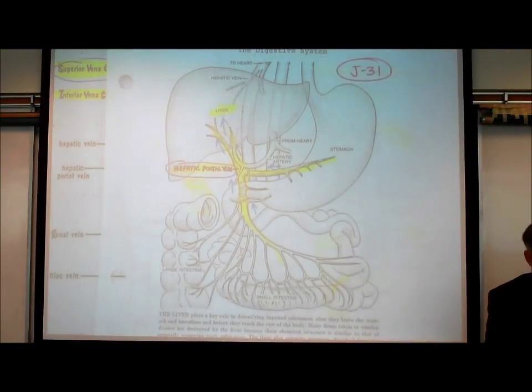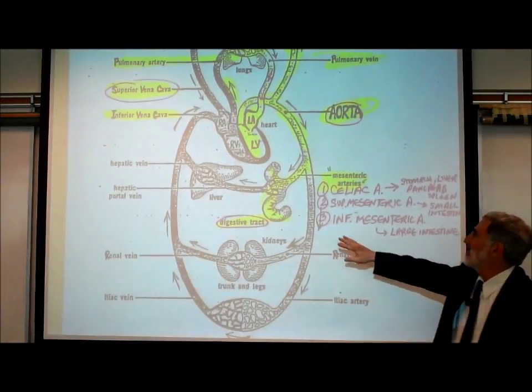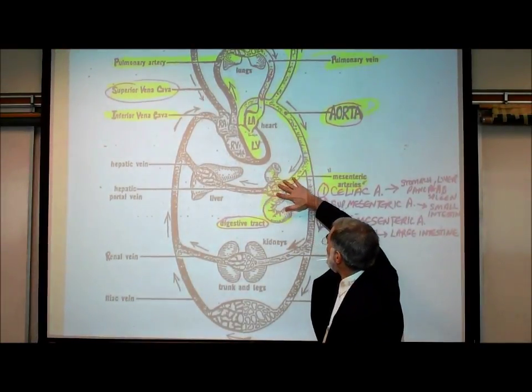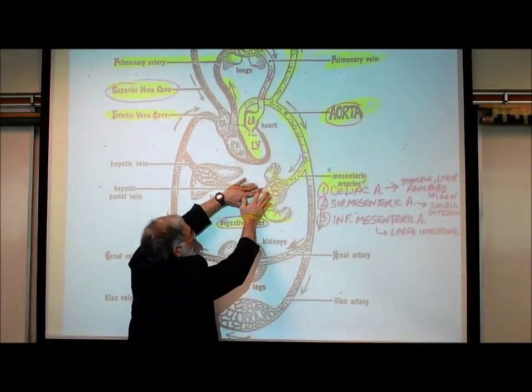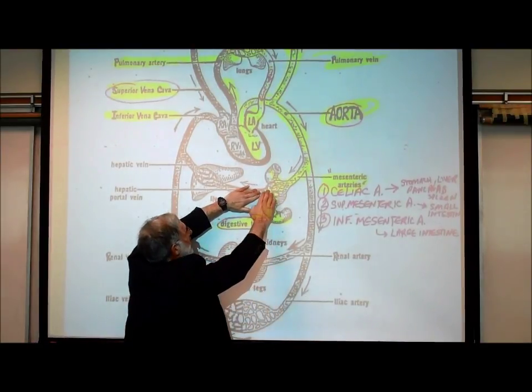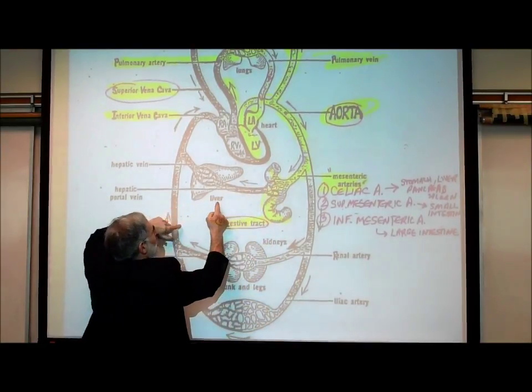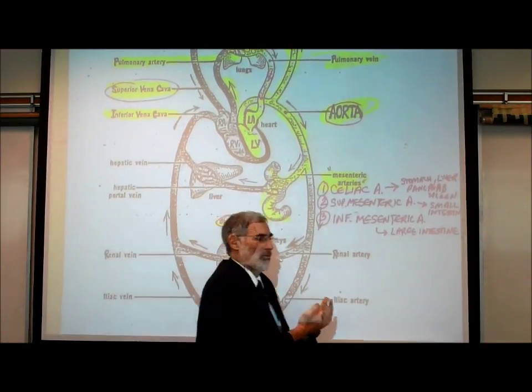So on our picture that we're looking at right now, you can see that as the blood goes through these capillaries of the digestive tract, sugars, amino acids, vitamins, and minerals can be absorbed from the digestive tract into the bloodstream, and they are carried by the, here it is, hepatic portal vein right to the liver.